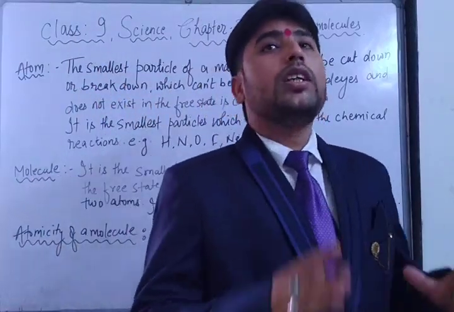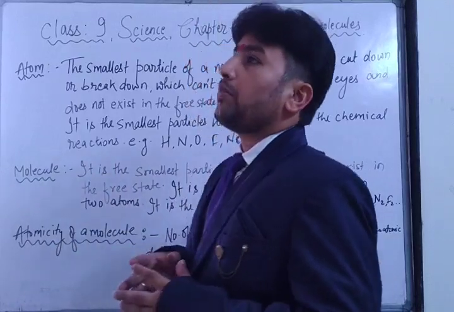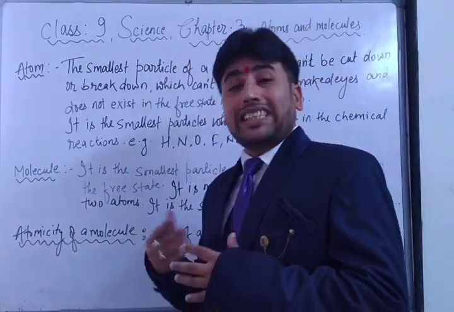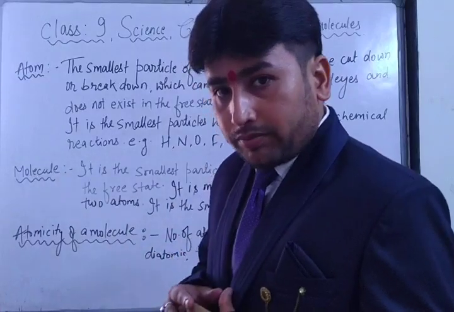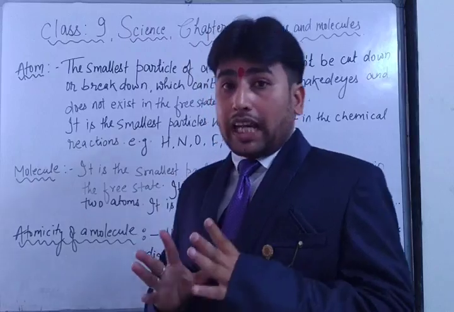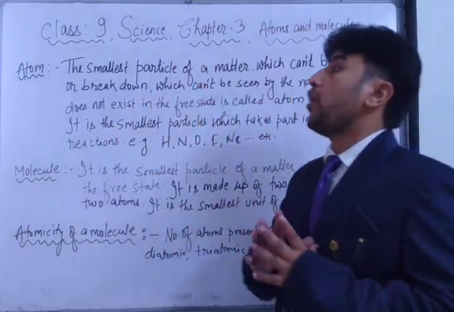First of all, I have described the element in the second chapter. Can you tell me what is an element? An element is a pure substance which is made up of only one type of atoms. One type of atoms, and here is the definition of atom.